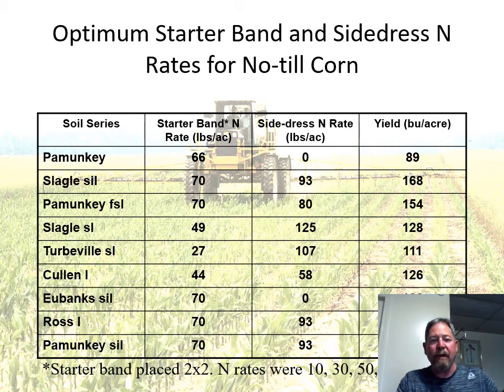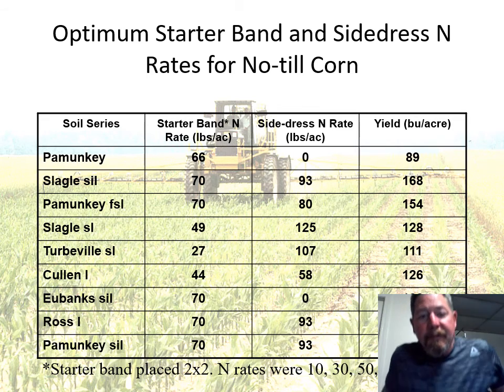I want to share something with you in terms of the rest of that data from those studies. So this is the optimum rate, solved after the fact, for the starter band placed 2 by 2. And you can see across all these different soil series, the right thing to do was typically a very high starter band rate. Now, we don't recommend rates that high because of the potential for salt injury. In these studies, in these years, we didn't get that because there was adequate rainfall. Yet, we're talking at the minimum about 30 pounds and at the maximum 70 pounds of starter.